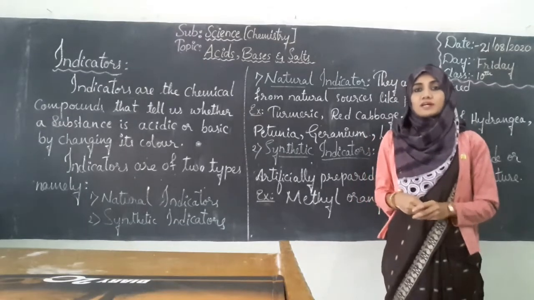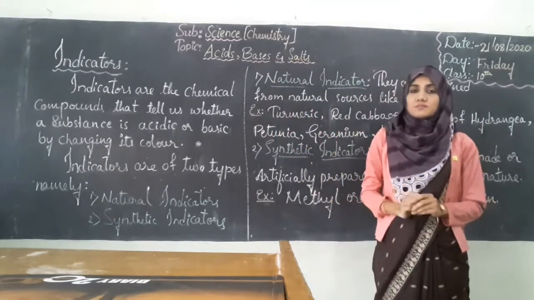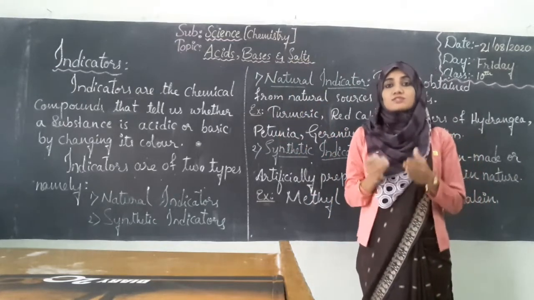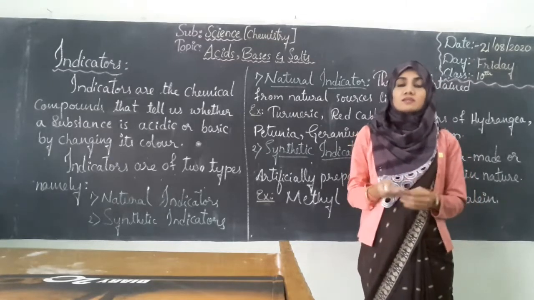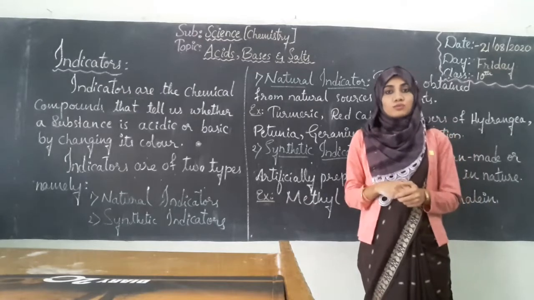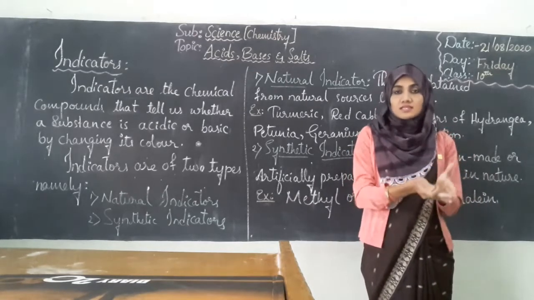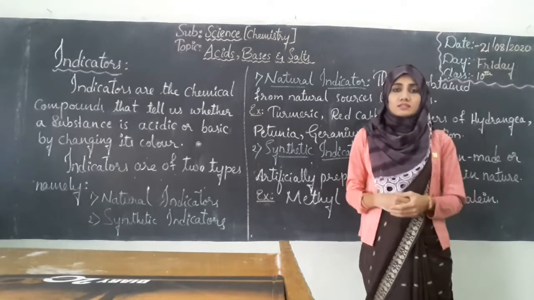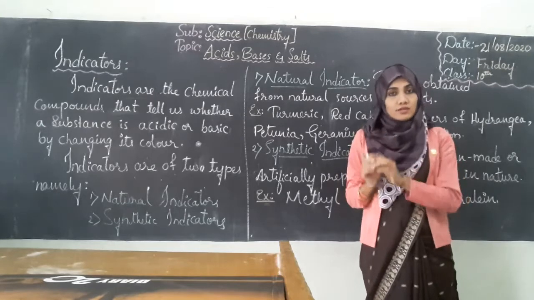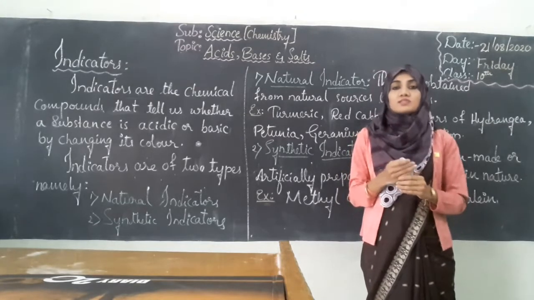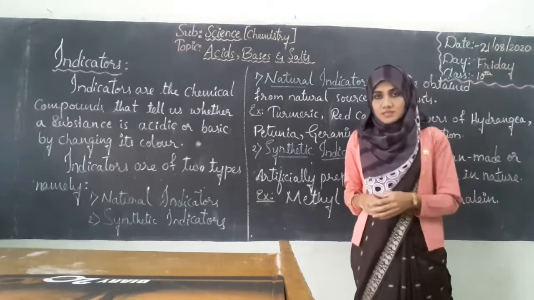Let's start our chemistry part from the chapter acids, bases and salts. Students, we are all surrounded by so many kinds of organic and inorganic substances, right? And if we are asked to detect whether the given substances are acidic or basic, how could we detect? To detect this, first we must know about the physical and chemical properties of acids and bases.